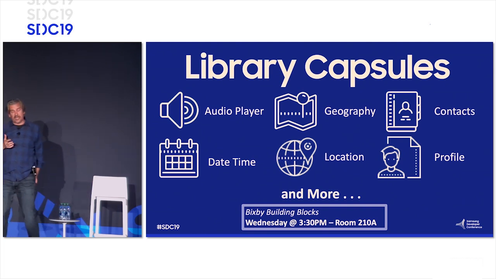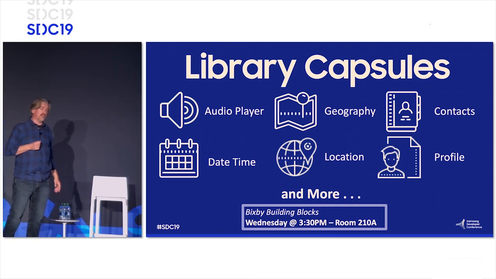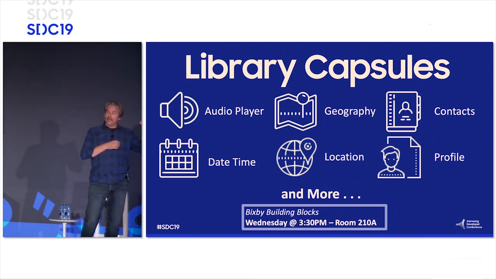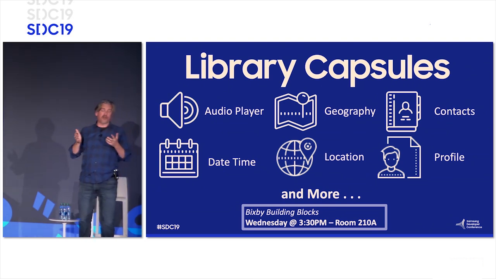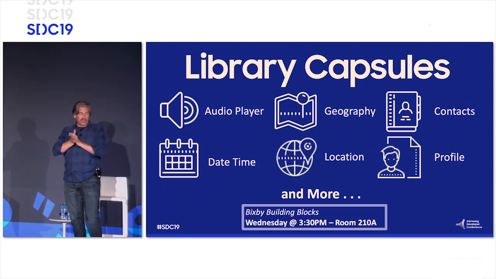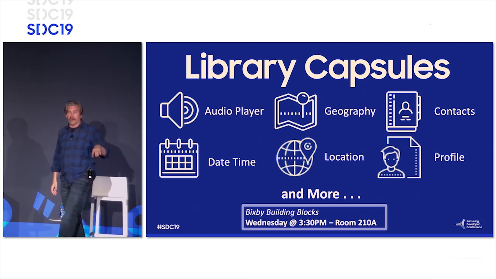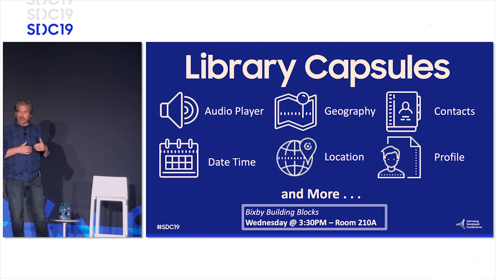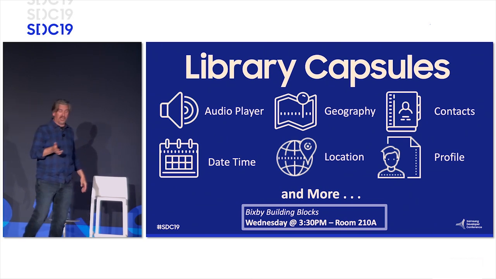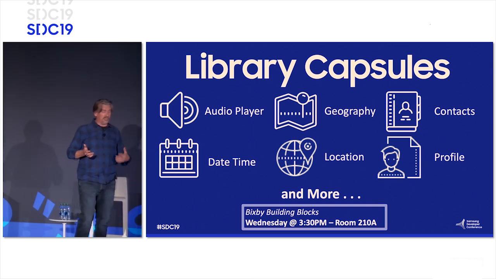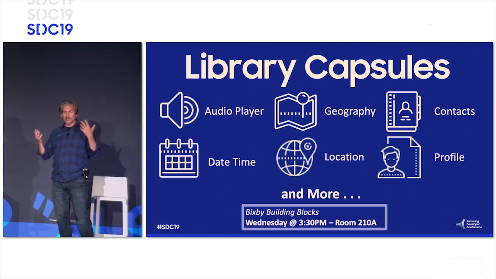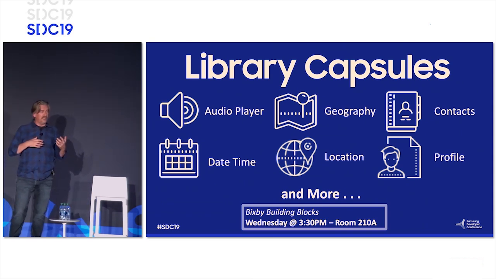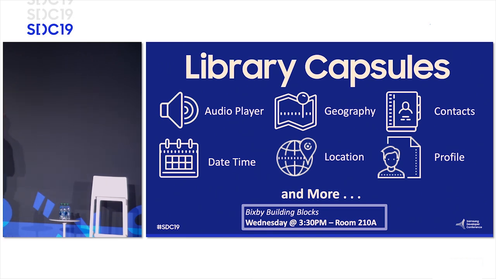And Bixby can understand things like you could say the Golden Gate Bridge or the Empire State Building, and it would decipher and say that's actually the lat long of that or the address. There's even autofill for addresses as you're entering if you're typing on screen. So a lot of powerful capabilities there. With users' permission, a permission screen where you allow this capsule to access this, you can access the user's contact or profile information and do some interesting things there. There's a bunch more library capsules. That Bixby building blocks presentation tomorrow afternoon, we'll go through those in more depth.